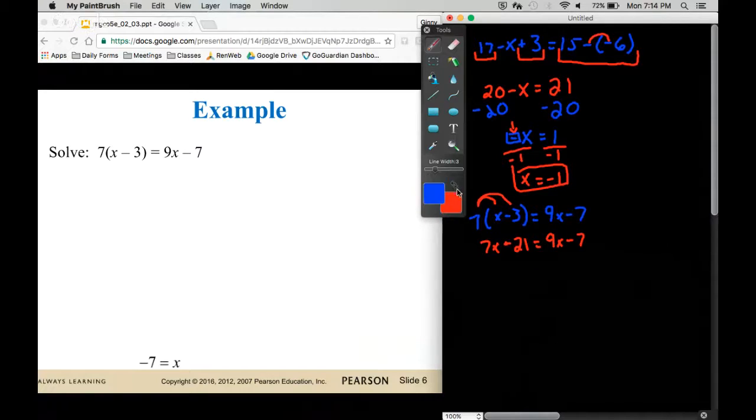Right, and I told you last time that the easiest way is to make sure you try to keep your x's positive. So I would subtract the 7x from both sides, which would leave you with a negative 21 equals positive 2x minus 7. Okay, and then you're going to add the 7 to both sides, and you would get positive 2x over here.